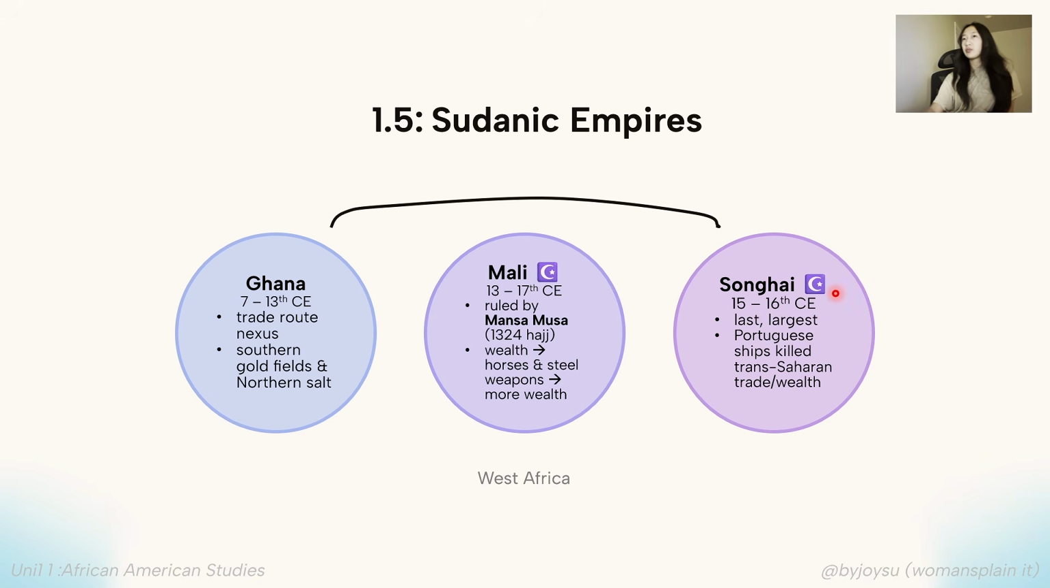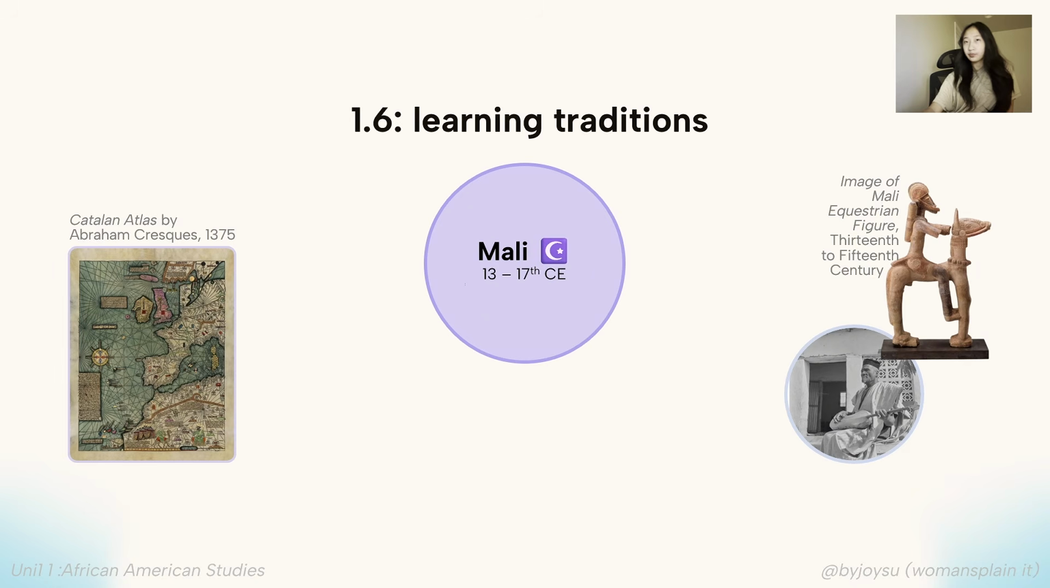Songhai, although it's around for technically the shortest period of time, only about 2 centuries, was the last and the very largest Sudanic empire. But its real downfall was the Portuguese ships, which people traded through instead of using the trans-Saharan trade routes, which the Sudanic empires had previously been able to monopolize. That drained Songhai's primary source of wealth and made it weak enough to be defeated by an invasion from Morocco, which is going to come much later, around the late 16th century.